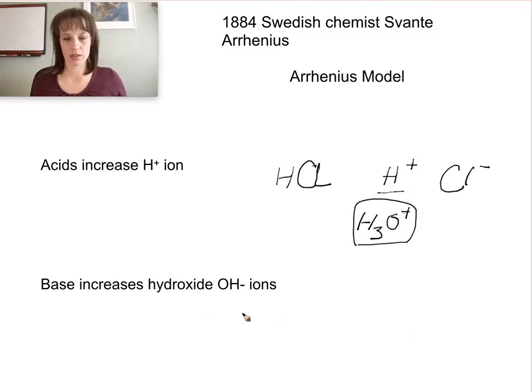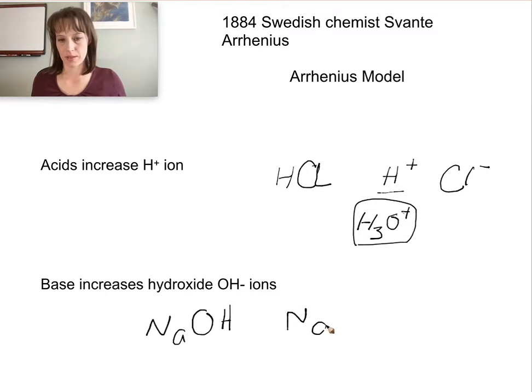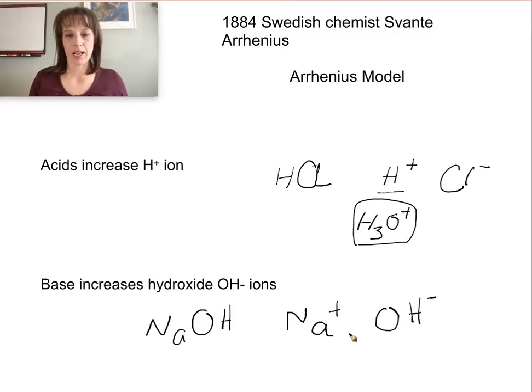And according to this definition of increasing hydroxide ions in solution, we could have something like sodium hydroxide, which would increase the hydroxide ions and be an Arrhenius base. So it breaks into sodium and hydroxide ions in solution and is therefore an Arrhenius base.